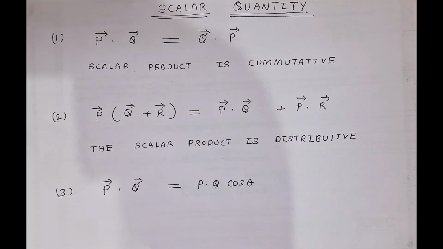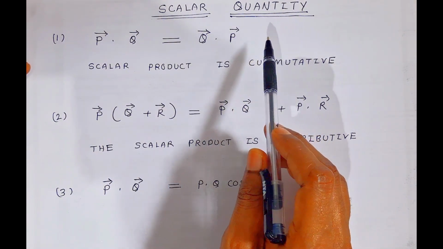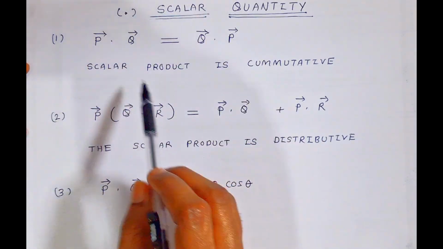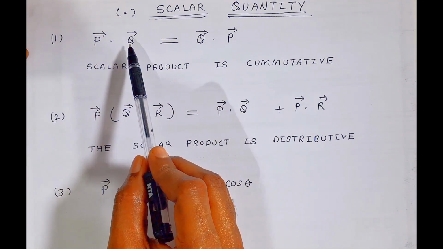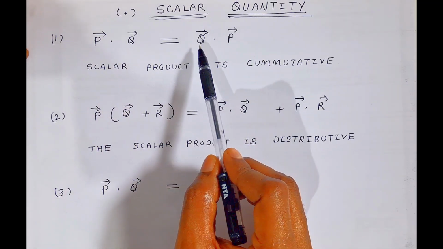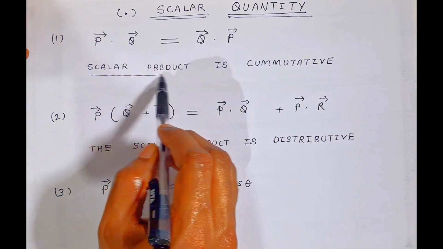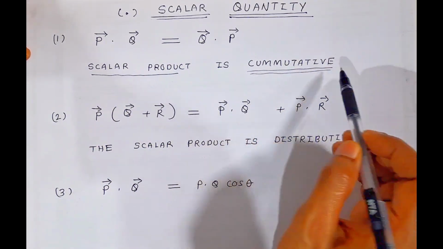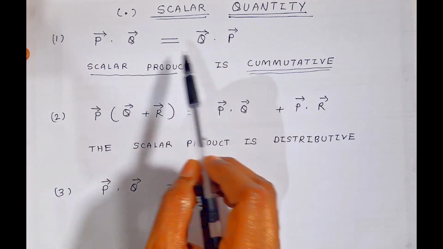In this video, students, we are going to see the scalar quantity, that is the dot product. A scalar quantity is also called the dot product. Now here, students, you have two vectors, p bar dot q bar, which is also equal to q bar dot p bar. So we can say the scalar product, that is the dot product, is commutative. It has commutative properties. Vice versa, if you see the dot product, it will be equal.